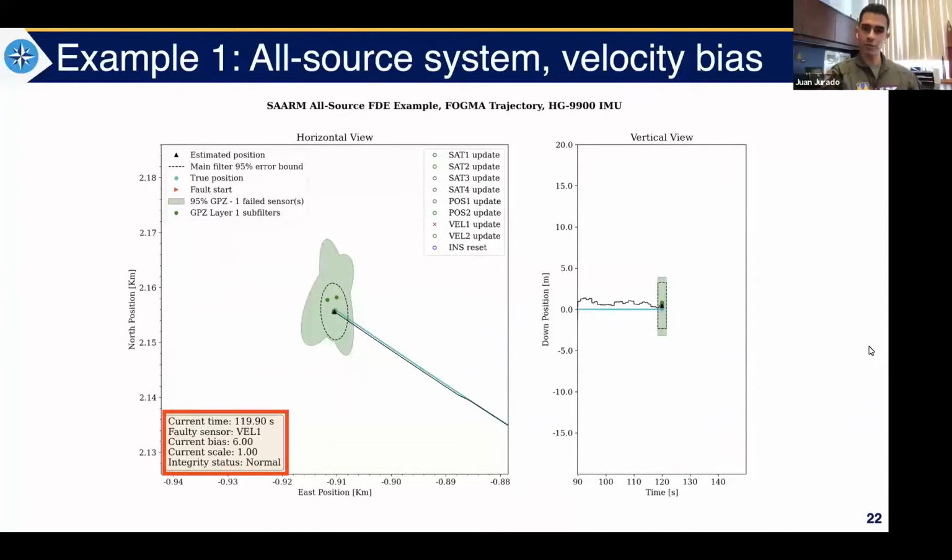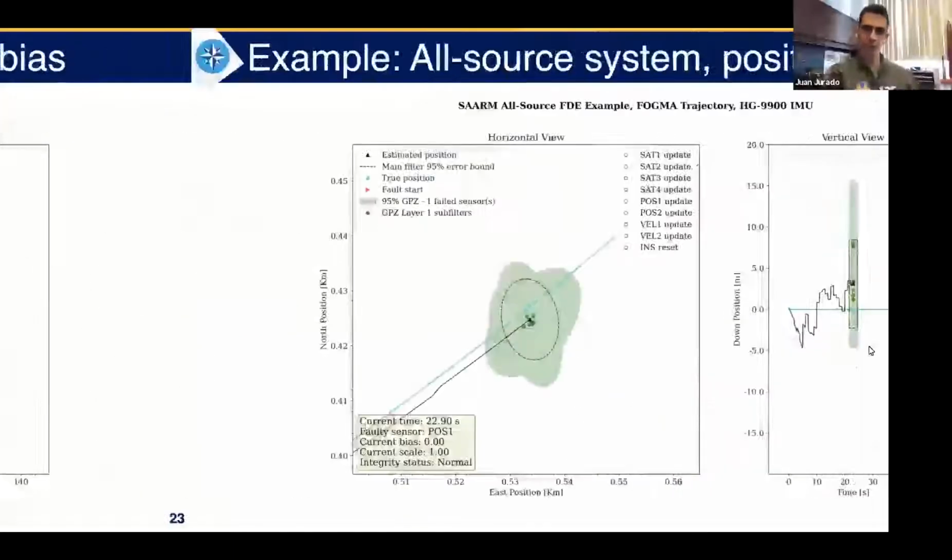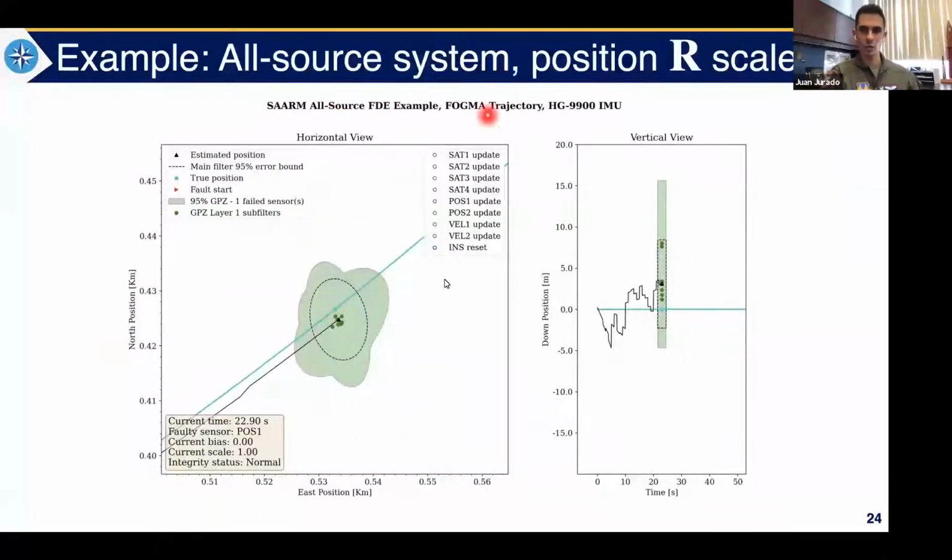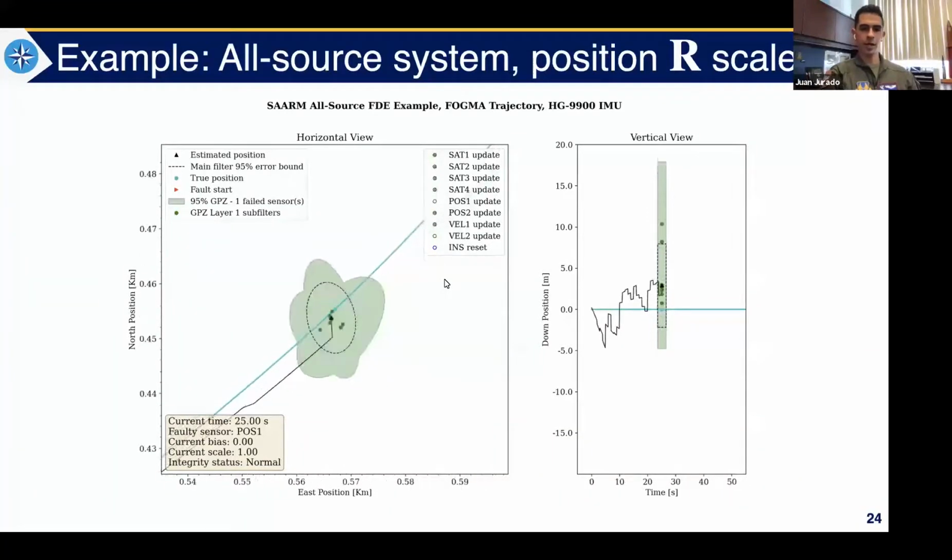Now, without changing any of the math or re-specifying anything about the mathematics going on, we move to a different type of fault. In this case, we have the same all source system, but now the fault is not a bias, but a scaling of the velocity or position sensors' R matrix. So the R matrix that is stated in the error model, what the filter thinks R is, is going to differ from the actual R in terms of the noise that is induced into the system for measurement error. And we'll see how that reaction happens here.